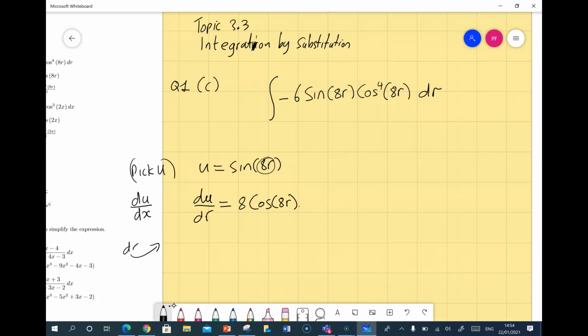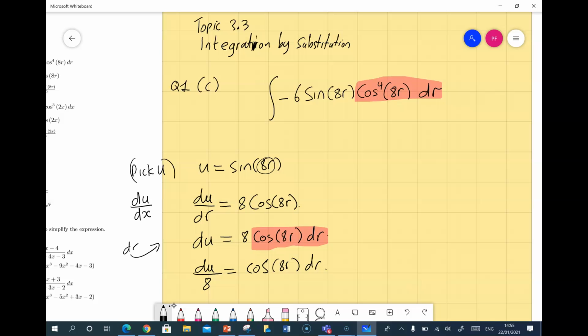Okay, now the problem with this, next step, bring over my dr. 8 cos 8r dr. Let's check what I have. Up here I've got cos to the power of 4 8r dr. Here I've got cos 8r dr. And it's not really going to work, and I'll show you why. Even if I bring back over my 8 and I have cos of 8r dr, I'm not able to replace it for the reason that this is to the power of 4.